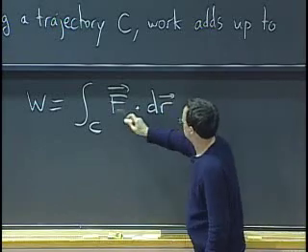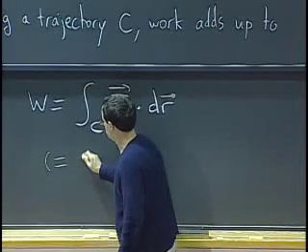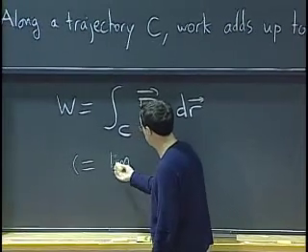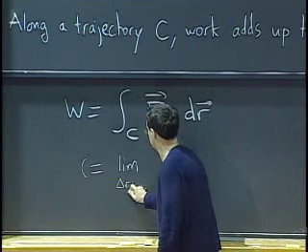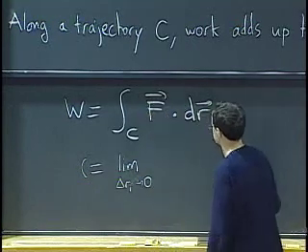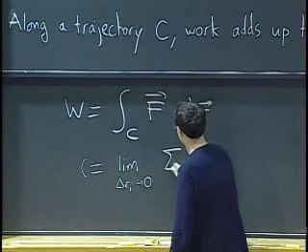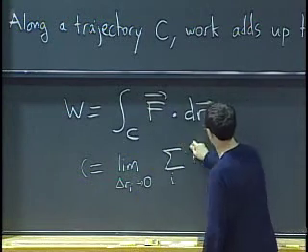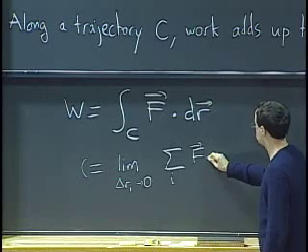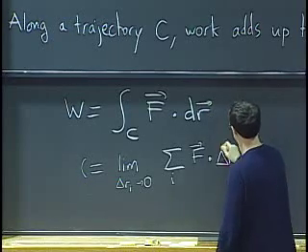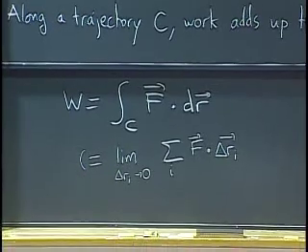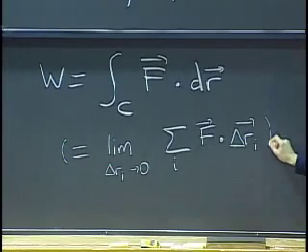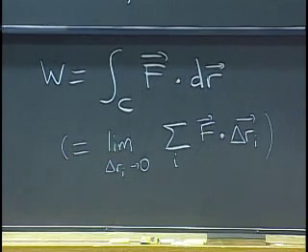One way to decode this is to say it's a limit as we cut into smaller and smaller pieces of the sum over each piece of the trajectory of the force at the given point, dot product with that small vector along the trajectory. And, well, that's not how we're going to compute it. To compute it, we do things differently. So how can we actually compute it?